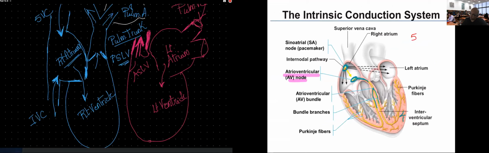A 5 stars diagram is a highly important diagram. It's showing the intrinsic conduction system of the heart: SA node, AV bundle, bundle branches, right and left Purkinje fibers. This diagram is highly important. 5 stars diagram.